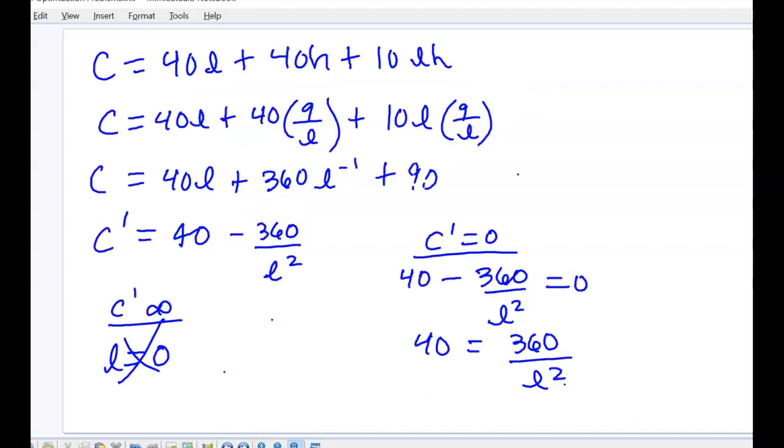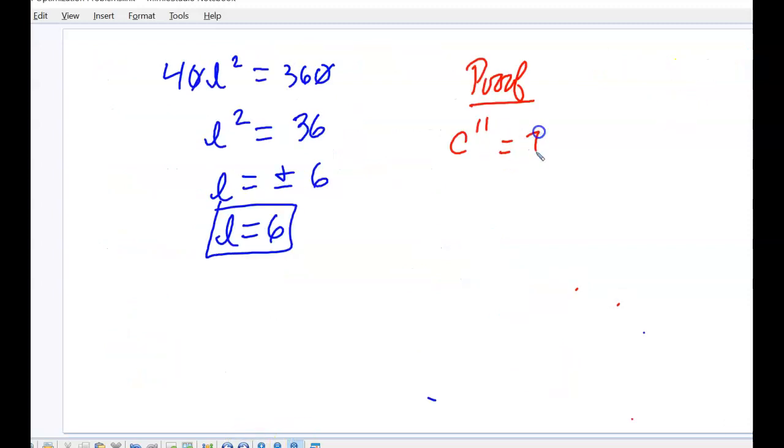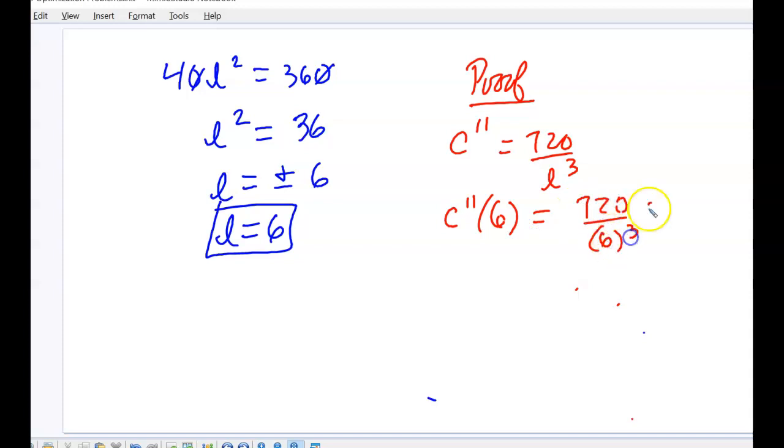So C double prime is going to be, well, remember my first derivative, if I move the L back up to the top, would be minus 360 L to the minus 2. So the derivative of 40 is 0. That's going to be 720 L to the minus 3, which is really over L cubed. And if I evaluate the second derivative at 6, this is going to be positive, therefore my graph is concave up, therefore 6 is a relative min.